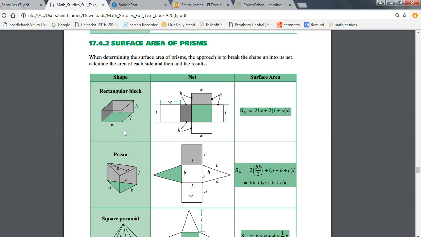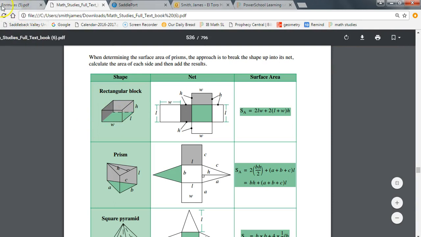So as I look at this prism, I can see that it has 6 rectangular faces, right? So I got a top and a bottom, I have a right and a left, I have a back and a front. There are 6 faces, so what they would have you do is simply find the area of those 6 rectangles and add them together. And for those formulas, those are the old ones that we used in lesson 1.